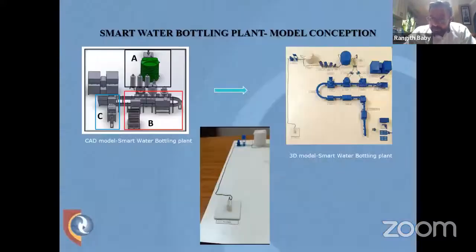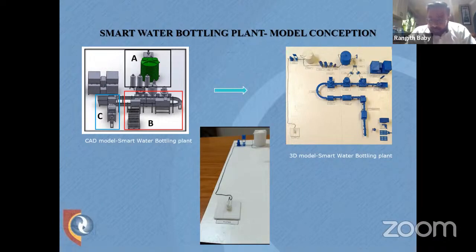it from our side. So our idea was to develop a smart water bottling plant. So we worked in parallel with our management faculty, where we did the engineering side of it and they did the financial side of it. So one of the reasons why we went for the water bottling plant is to allow for sustainable water production.